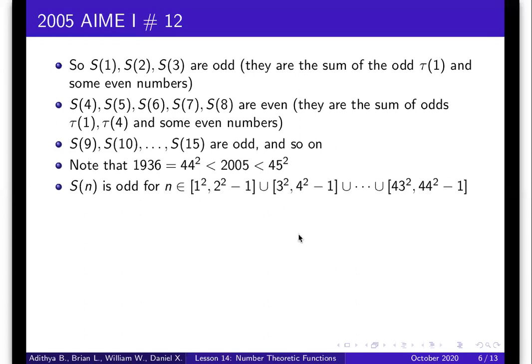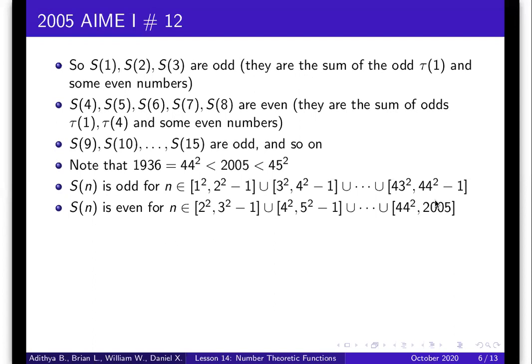So to be precise, we have n from 1 squared to 2 squared minus 1, because the only square under these values of n will be 1 squared. Then 3 squared to 4 squared minus 1. The squares up to these are going to be 1 squared, 2 squared, and 3 squared. And so on. And up to 2005, it goes up to 43 squared to 44 squared minus 1. And it's even for everything else.